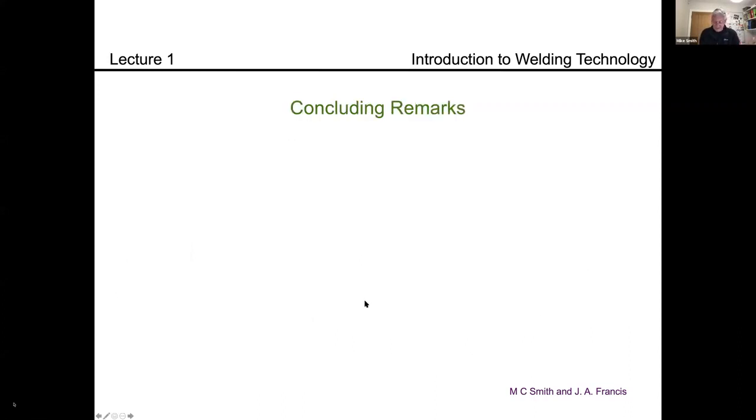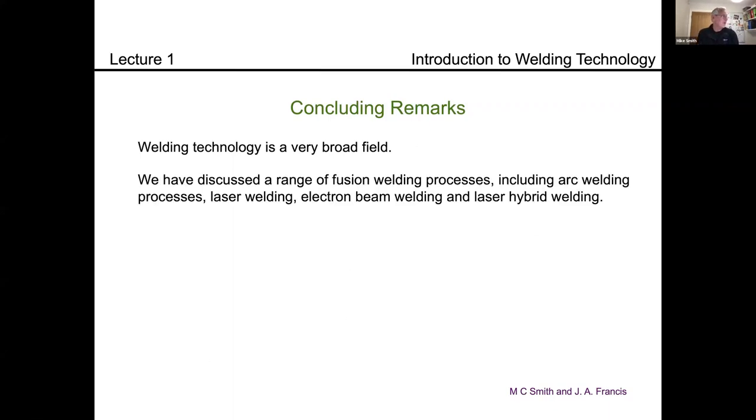So final remarks, I think we've just about kept within time. The message from today's lecture is welding is a very broad field. There are lots of ways you can join materials together. What we've looked at is a range of fusion welding processes, including arc welding, laser welding, electron beam welding, and laser hybrid welding. And all of these actually melt the material. And in some cases, like laser and electron beam, they can vaporize it as well.